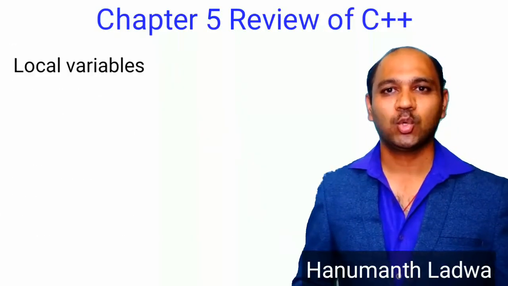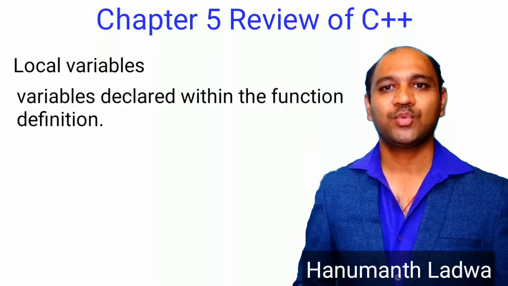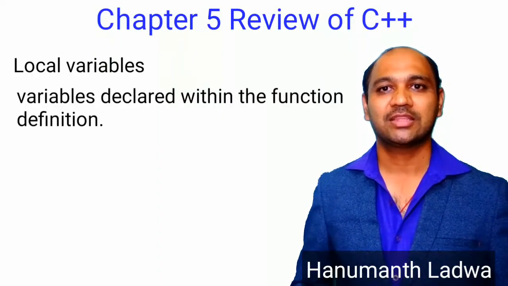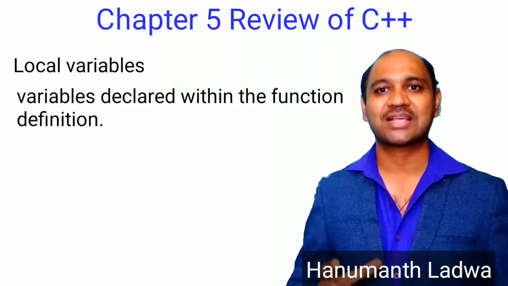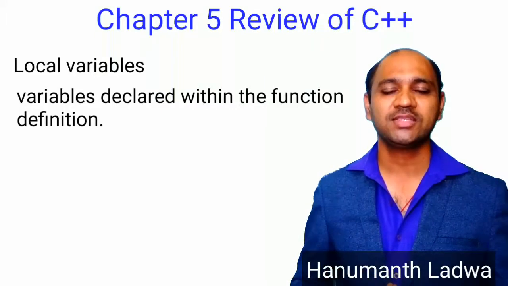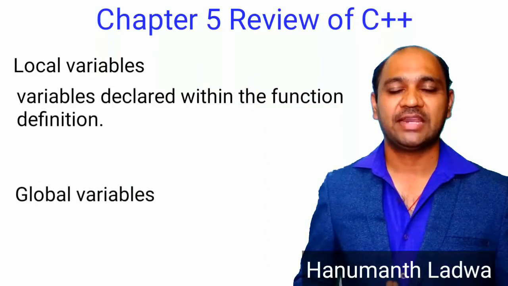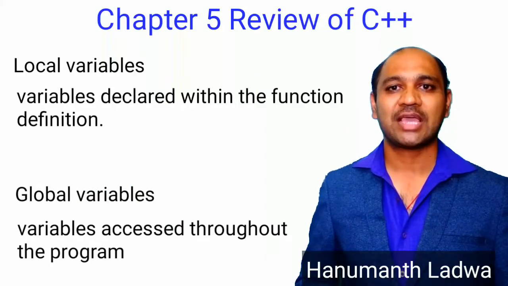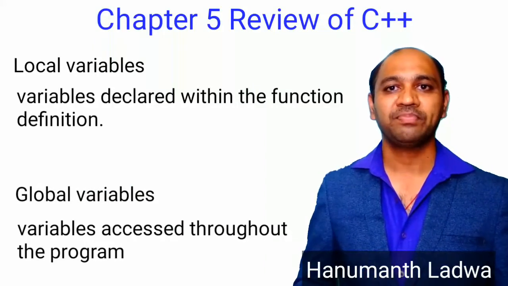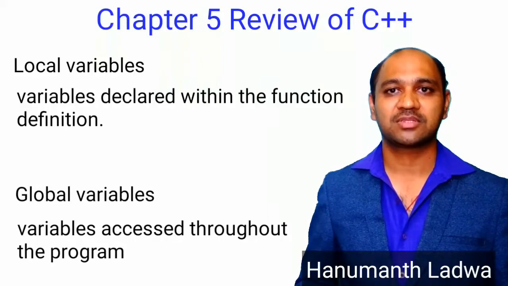Now let us continue with local variables. So these are the variables which are declared within the function definition and they can be accessed within that particular block, and are called local variables. Next we'll continue with global variables. So these are the variables which can be accessed throughout the program, and are called global variables.